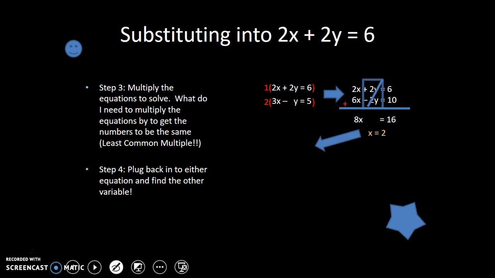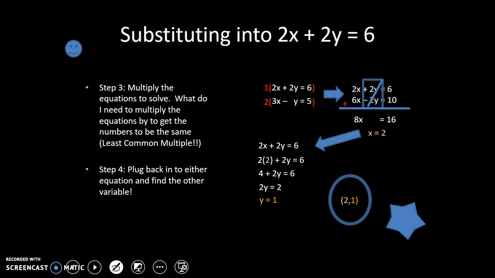If we plug x equals 2 into the first equation, we get 2 times 2 plus 2y equals 6. 2 times 2 is 4. 4 plus 2y equals 6. Subtract 4 from both sides. 2y equals 2. Then divide by 2. We get y equals 1. Now you get an ordered pair of (2, 1).